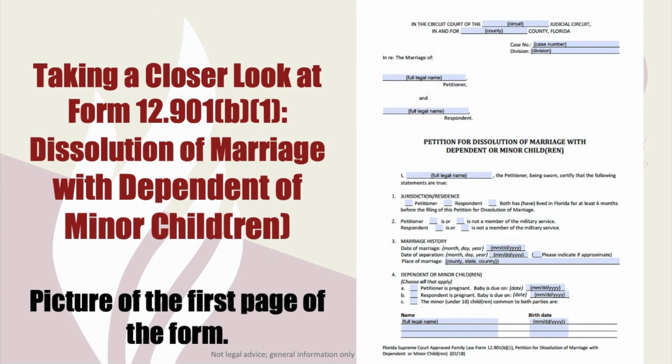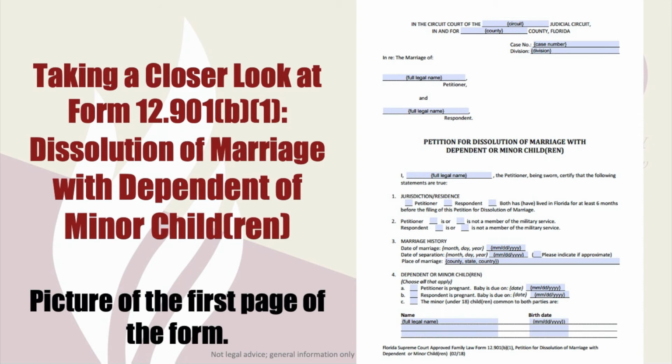Form 12.901B1, Florida's Petition for Dissolution of Marriage with Dependent or Minor Children. This form is the most broad dissolution of marriage form because it covers issues that couples with children and property may deal with. This form may be used when you and your spouse have children together.